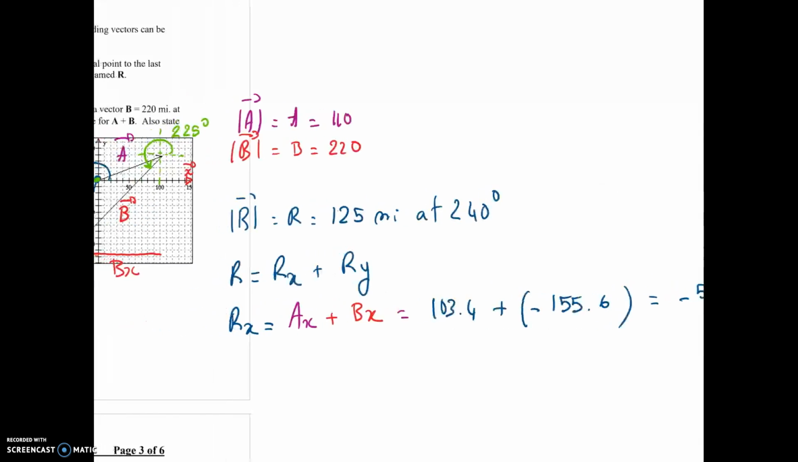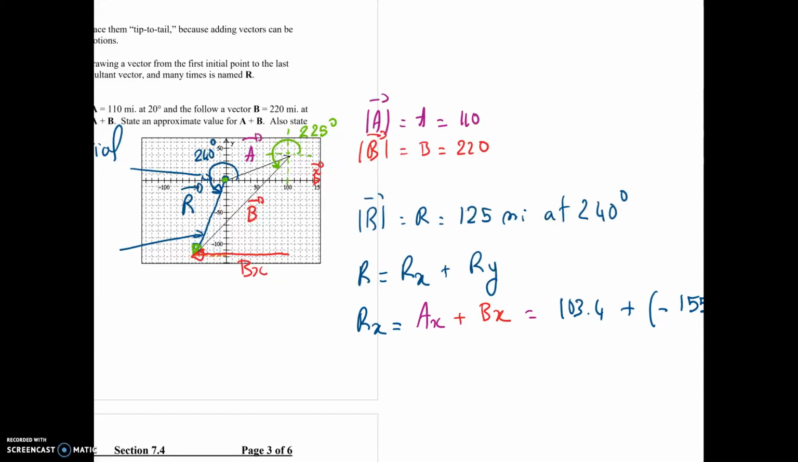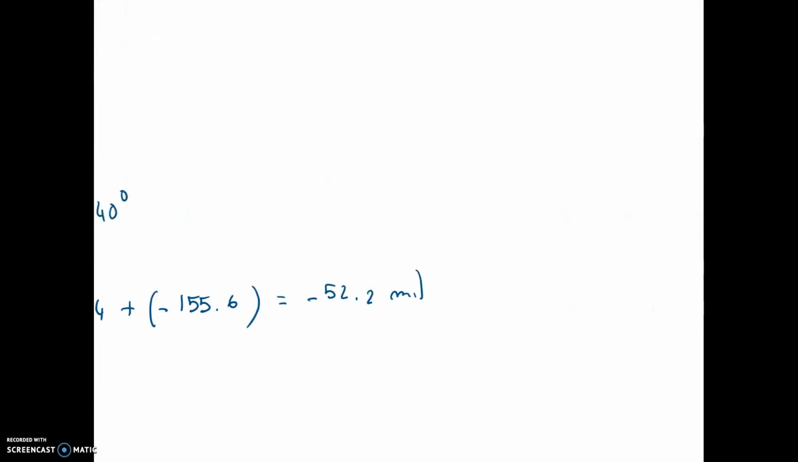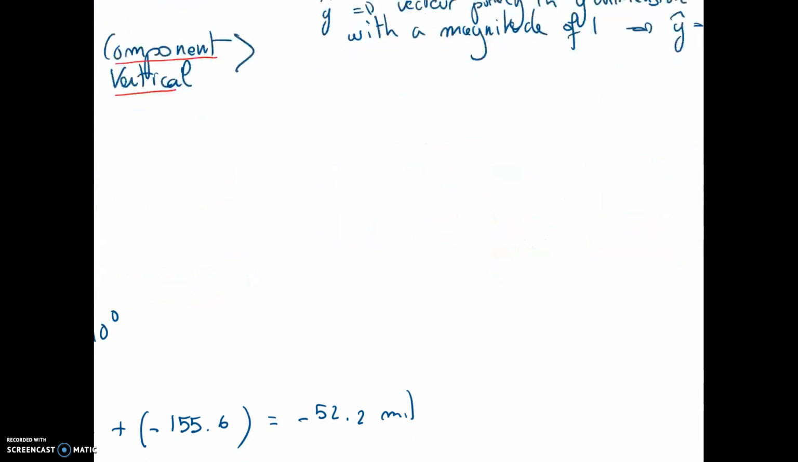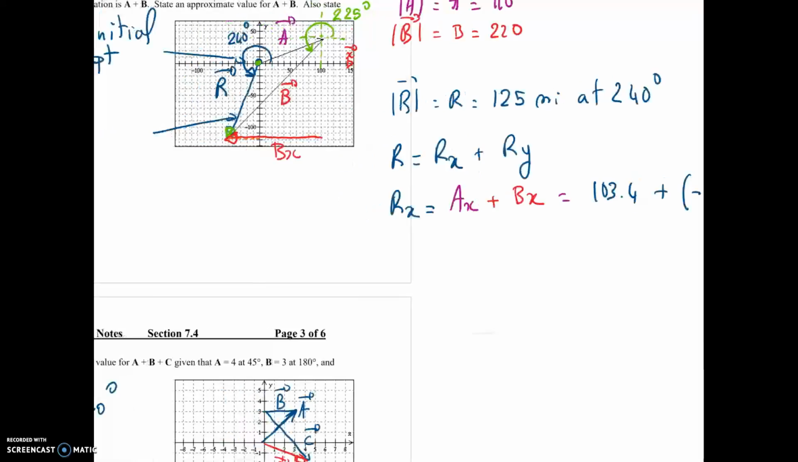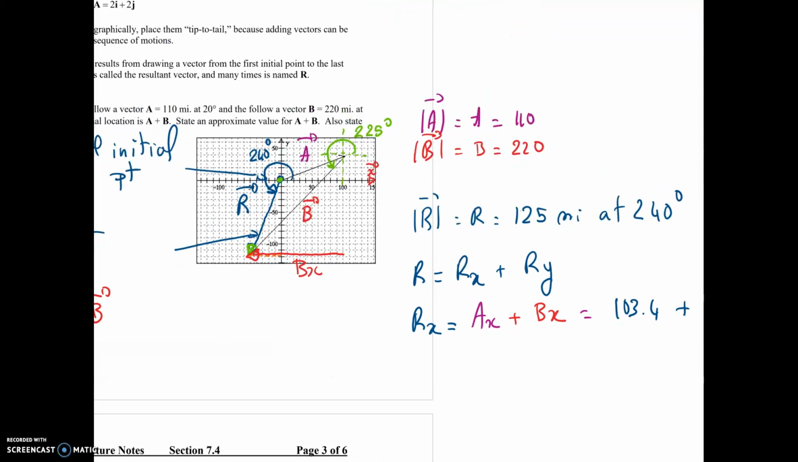And that means my Rx is going to go in the other direction than the vector purely in x dimension. So do we have that? Well, yes, because if you look at it, Rx is right here. Right here, we're having Rx, and Rx is going in the opposite direction of the vector purely in the x dimension.